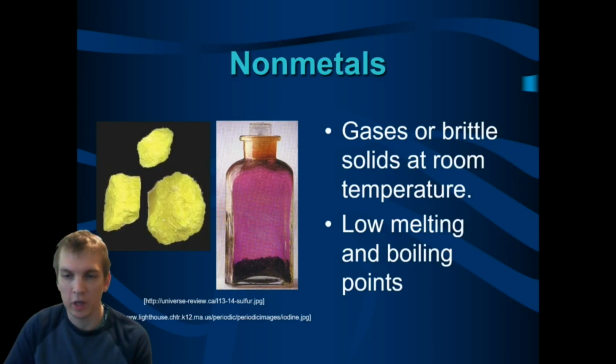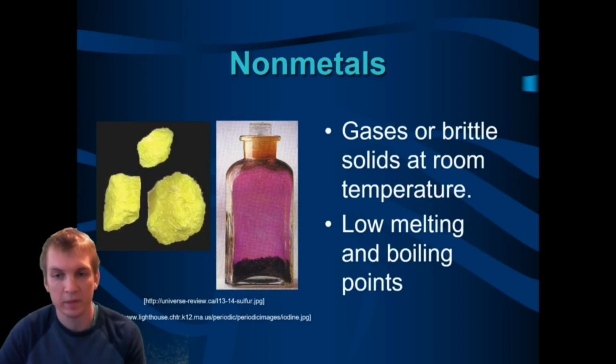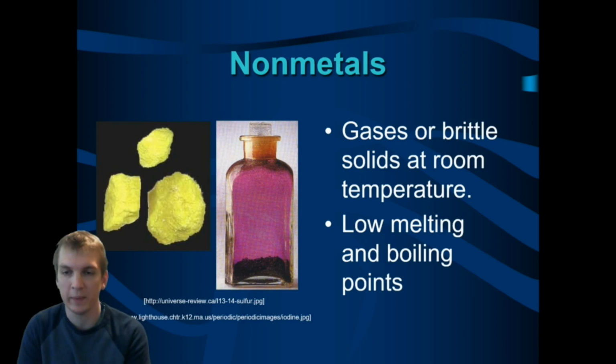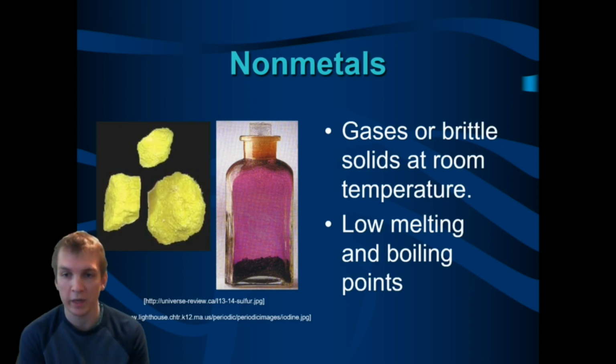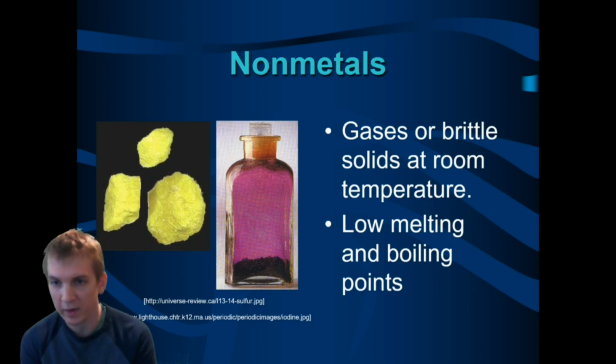All right, welcome back to Unit 2, Notes 4, but this is going to be Part 2. In Part 1, we talked about the metals on the periodic table, but here in Part 2, we're going to be talking about the nonmetals. The nonmetals are located on the far right of the periodic table. They make up like 1/3 of all the elements.